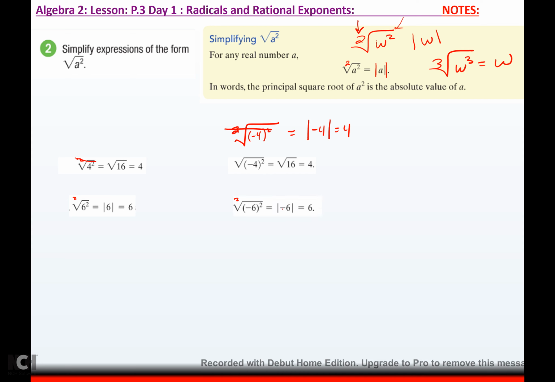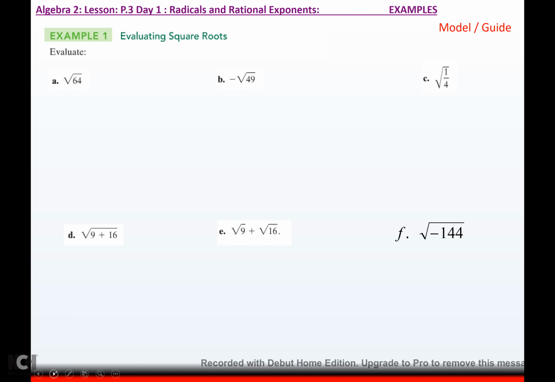Same here, it's going to be the absolute value of negative 6. So if we look at these, right now they're giving us basically perfect squares, so you should know these in your head. If you don't and you try and type them in the calculator, you're going to get decimals, which isn't necessarily wrong, but it's not what they're going to want, okay? The square root of 64 is 8, because 8 times itself is 64.